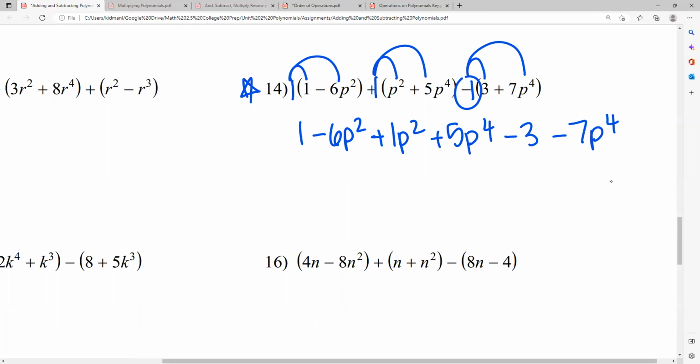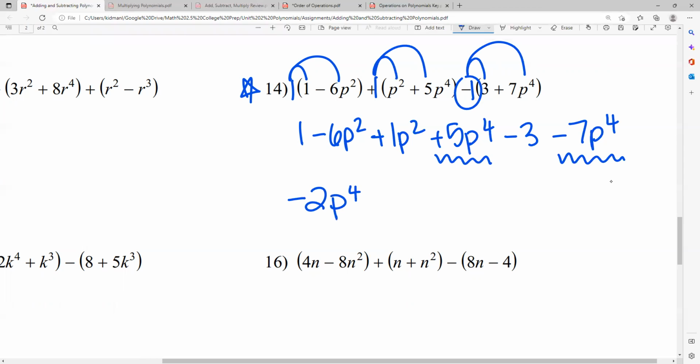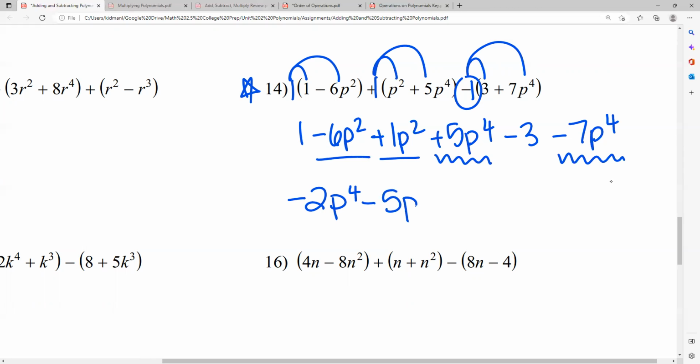Now we just get to combine those pieces that look alike with one another. So we want to start with the highest exponent. The highest exponent that I see is this p to the 4th, and I've got 2 different terms with that. I've got a 5p to the 4th and a negative 7p to the 4th. So 5 plus negative 7, or 5 minus 7, is going to give us a negative 2p to the 4th. Now, I don't have any p to the power of 3s, but I do have 2 sets of p to the power of 2s, our negative 6p squared and our positive 1p squared. So negative 6 plus 1 is going to give us a negative 5p squared.